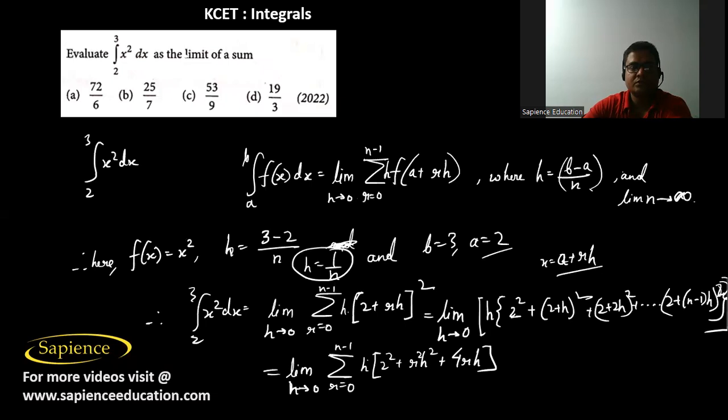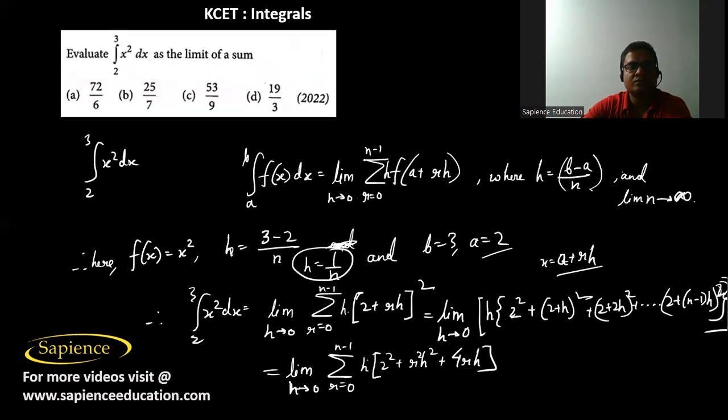So this will be equal to limit h tends to 0, summation of 4h, so 2 square is 4, so 4h, from r goes from 0 to n minus 1, and plus limit h tends to 0, summation r goes from 0 to n minus 1, r square h cube, plus limit h tends to 0, this is 4rh, summation r goes from 0 to n minus 1.